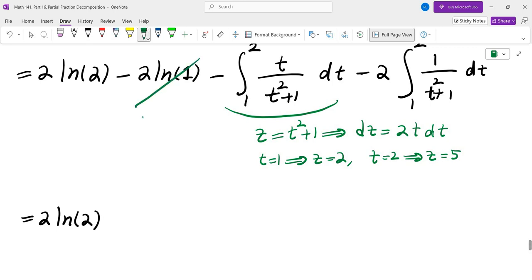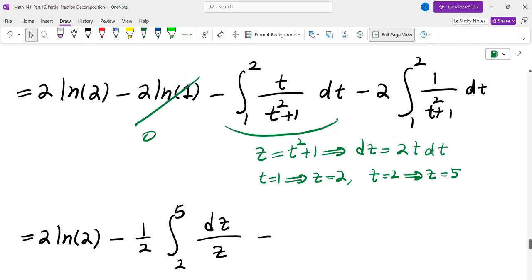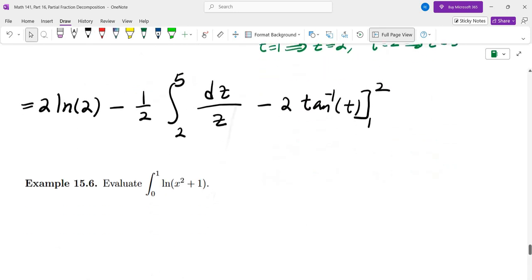Natural log of 1 is 0, so we can ignore that one. And then we get minus, well, t dt is 1/2 dz, integral from 1 to 2 of dz over t squared plus 1, which is z. Now, the limits of z are going to change from 1 to 2 to 2 to 5. And then minus 2 tan inverse of t from 1 to 2.